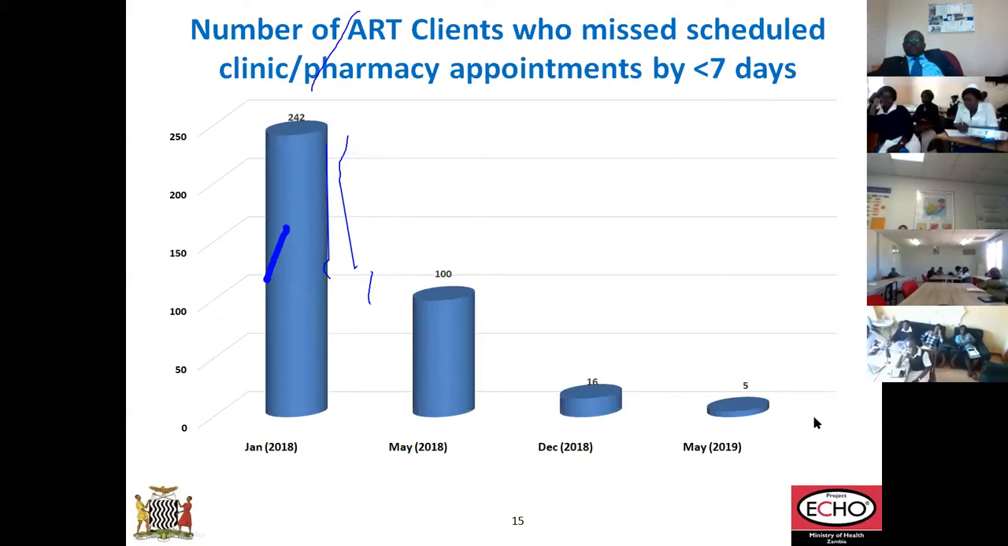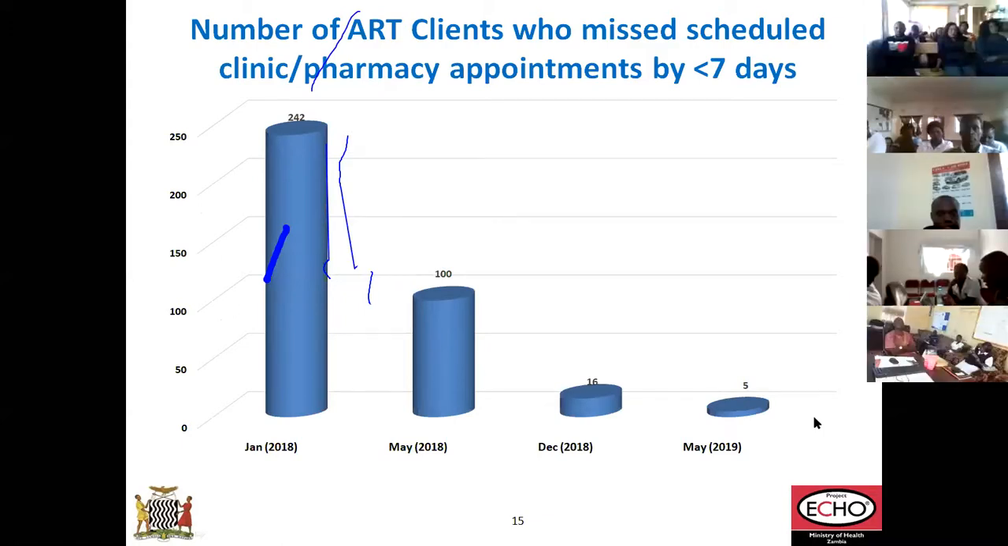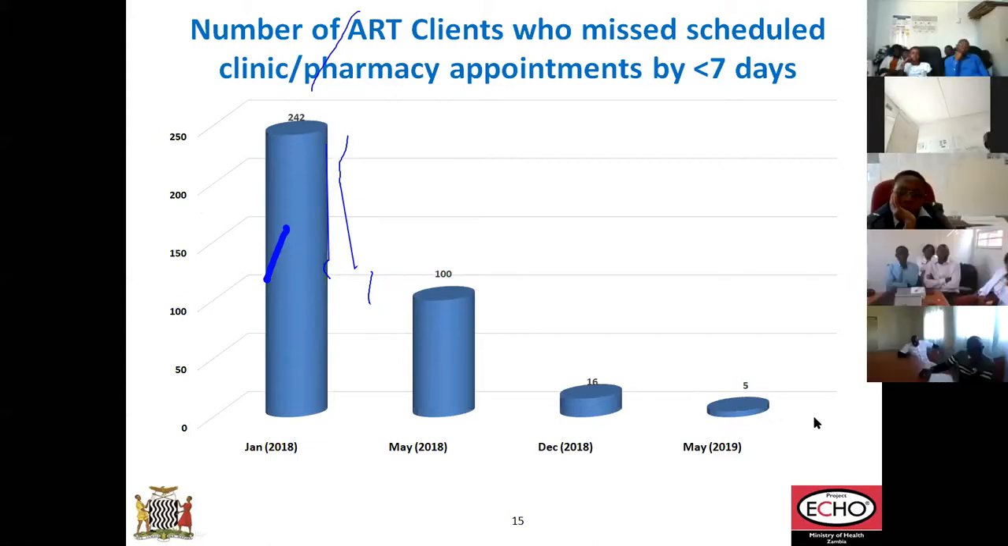So this slide that you see is actually describing people who missed their doses for less than 7 days. I can't see the number from here very well, but there were 242 that missed their doses when we just started in January 2018, and in May of 2018 it came down to 100. This is when we had already kicked in. Our community health workers were reminding the patients to pick up their medications and reminding them of the exact time when they needed to come.